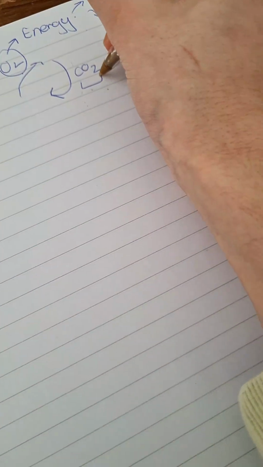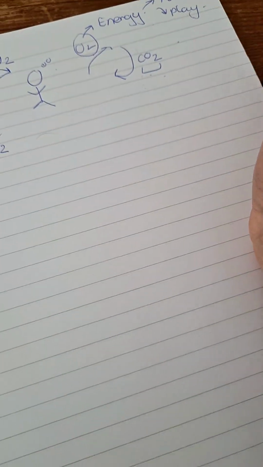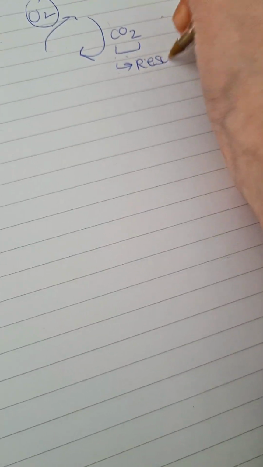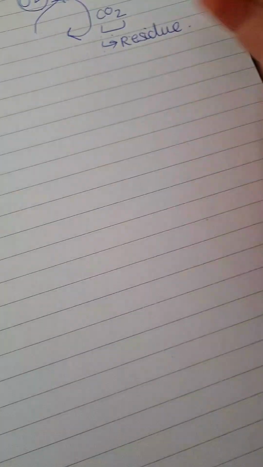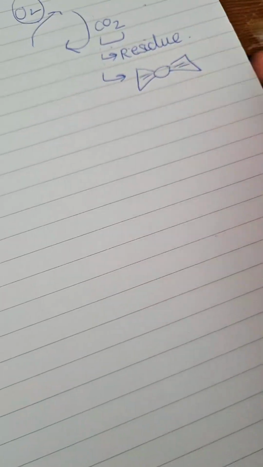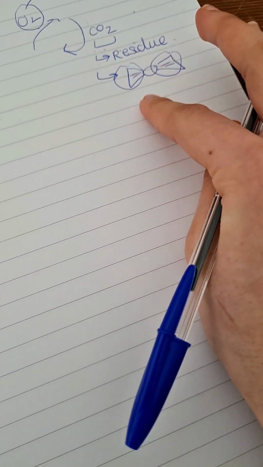We can think of carbon dioxide as leftover stuff, so we can call it the residue after oxygen has been used. It's like after you've eaten your sweets, okay? Because you'll still have the wrapping, and that is carbon dioxide.